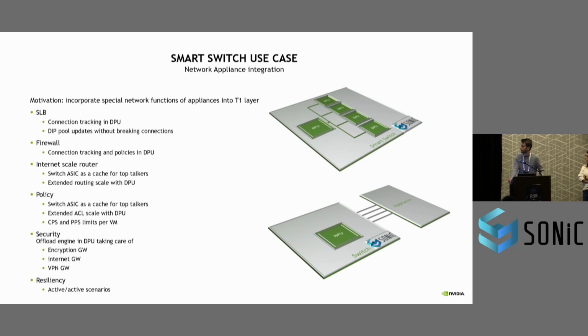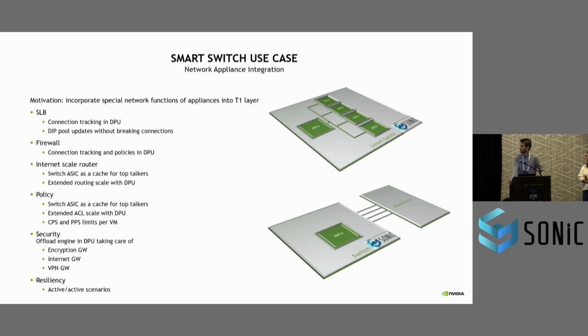So what we want to bring first is the same functionality that an appliance can provide when you plug it into your network. The first one is the SLB. Assuming that we can now easily do connection tracking at line rate in the DPUs, server load balancing will be one of the first tasks to tackle. It will provide us with DIP pool updates to our server pools without breaking any connections. Since we have the full flow table, we don't need to worry about it.